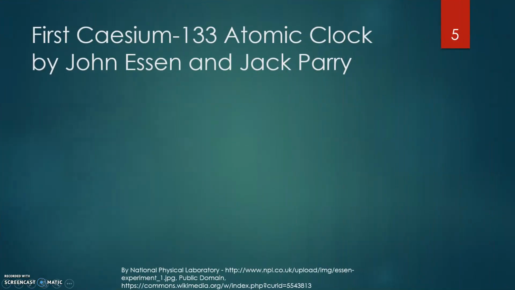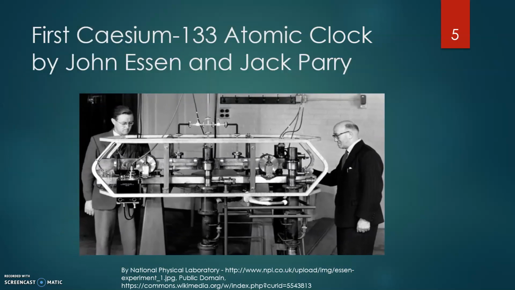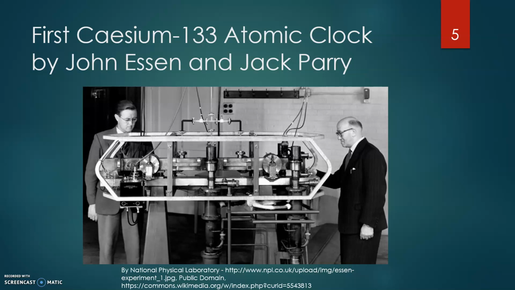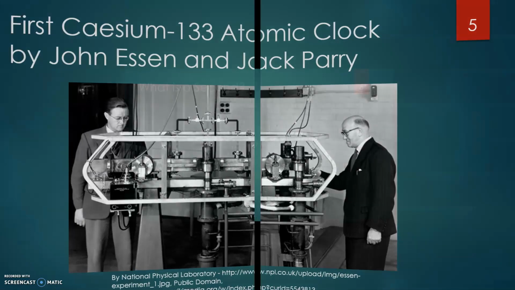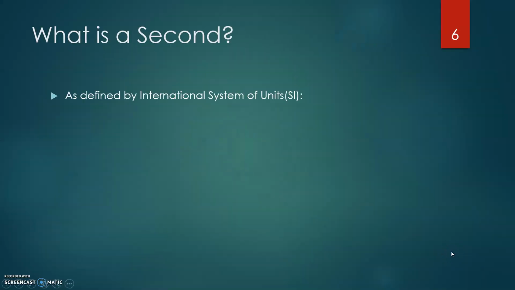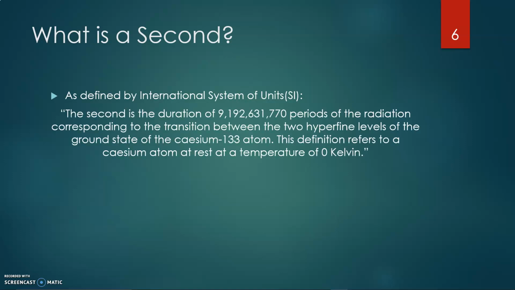The first cesium-133 atomic clock was built by Louis Essen and Jack Parry in 1955. This turned out to be the first accurate atomic clock. This led to a redefinition of the second in 1967. So what is a second? As defined by the International System of Units, the second is the duration of 9,192,631,770 periods of radiation corresponding to the transition between the two hyperfine levels of the ground state of the cesium-133 atom. This definition refers to a cesium atom at rest at a temperature of 0 Kelvin.